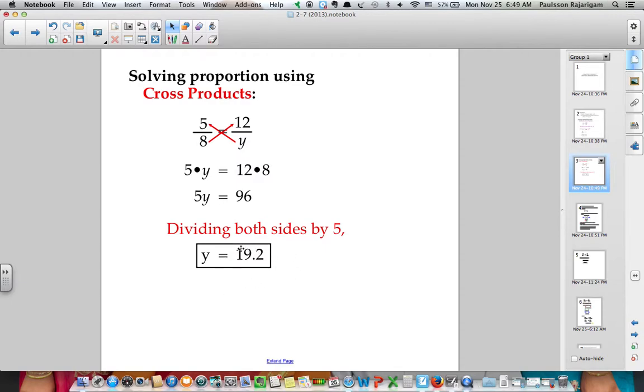And again, notice that I'm writing it in decimal form. You can definitely use a decimal form here. So you can say 5 to 8 equals 12 to 19.2.